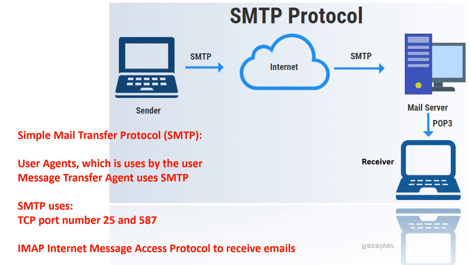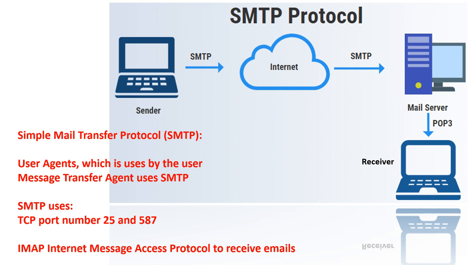Simple Mail Transfer Protocol, known as SMTP, is used to transfer electronic mail from one user to another user. This is performed using email client software, that is user agents, which is used by the user. The user agents help the user to format and type the email and store it until the internet is accessible.